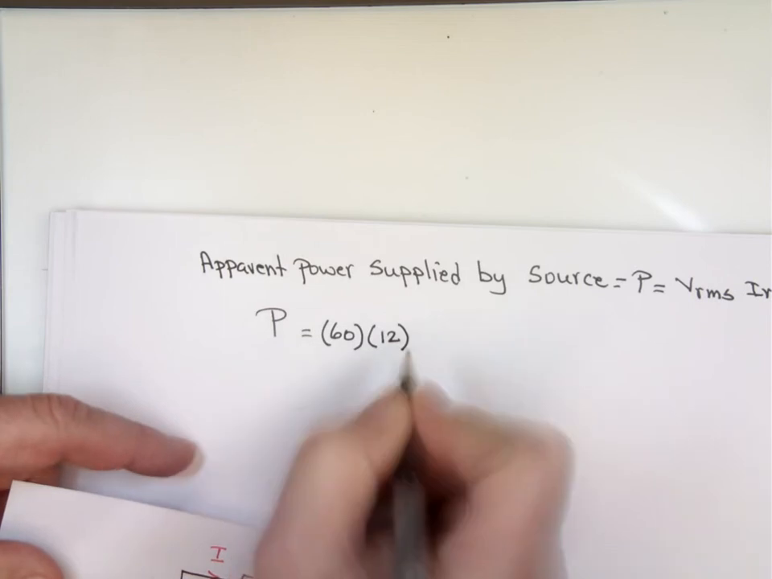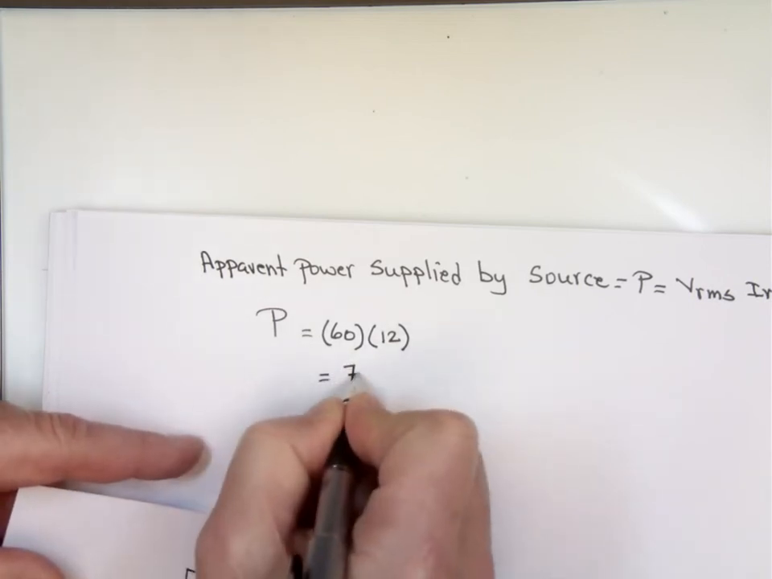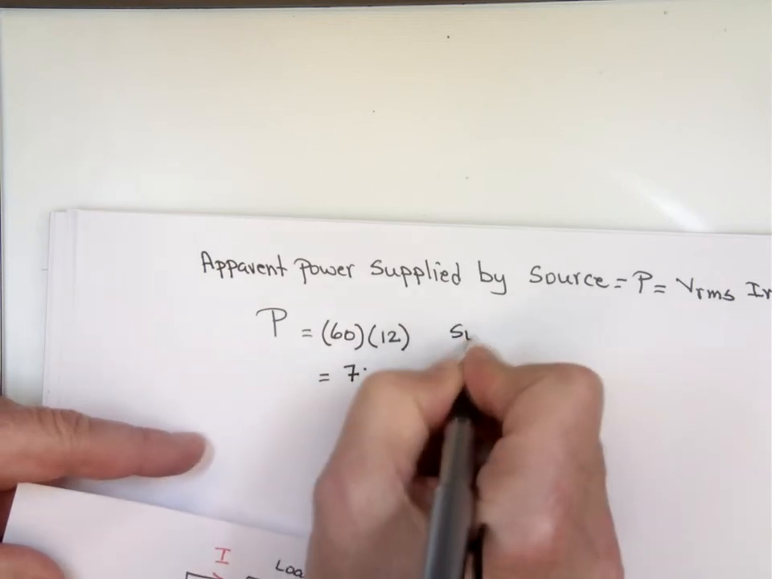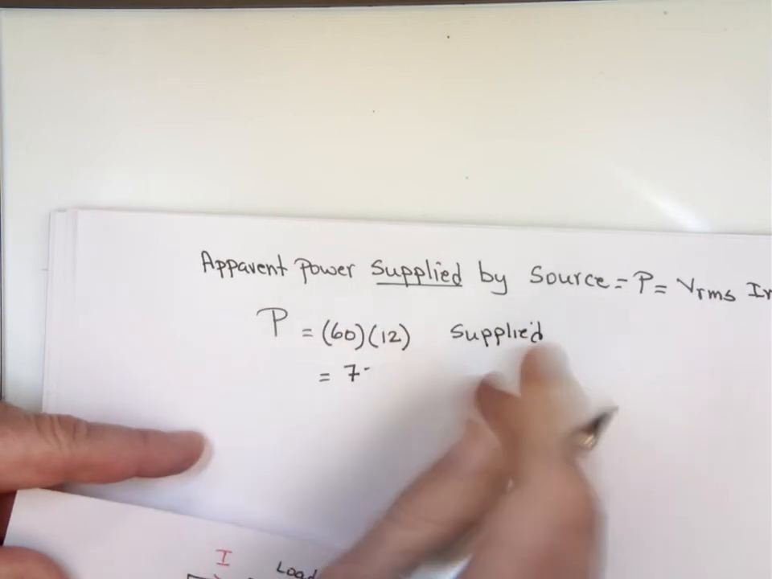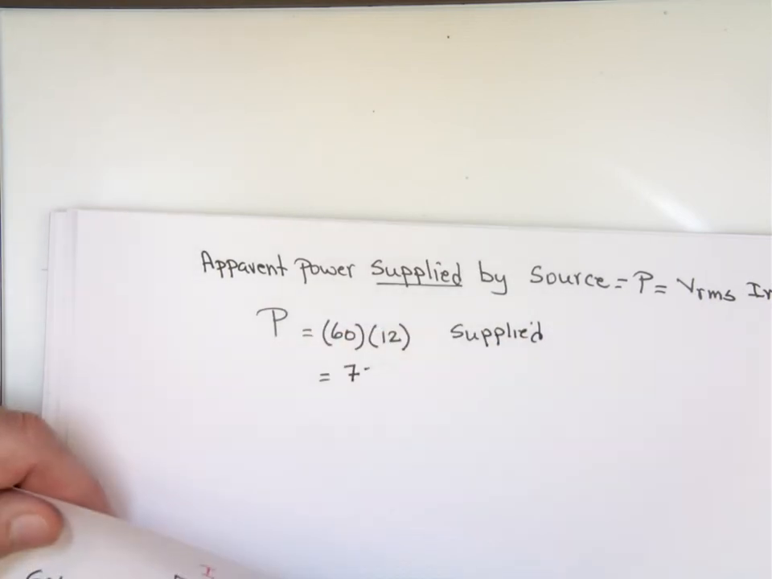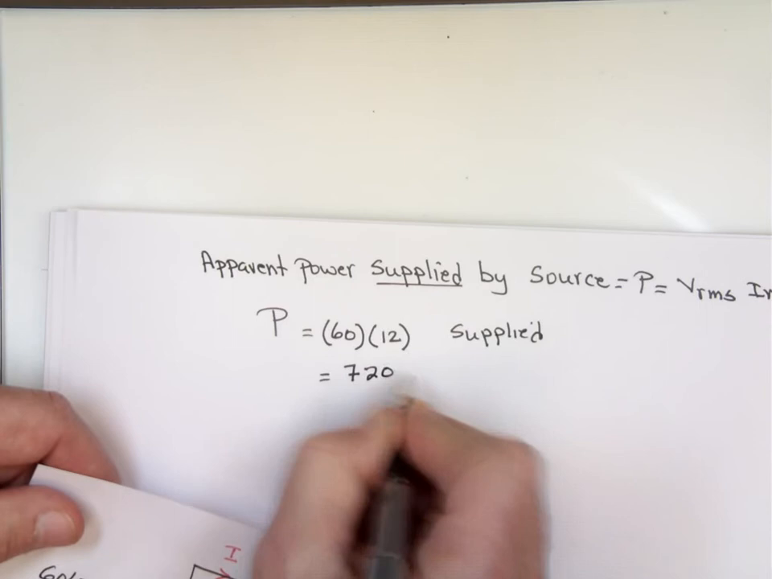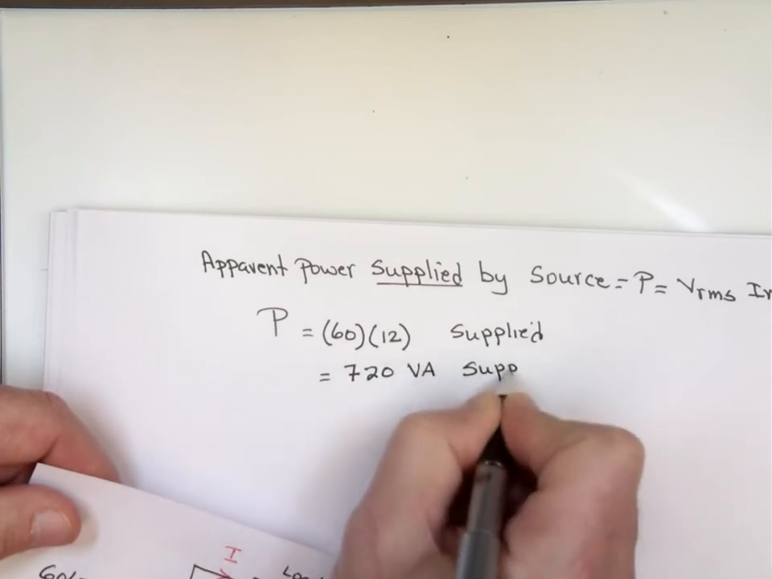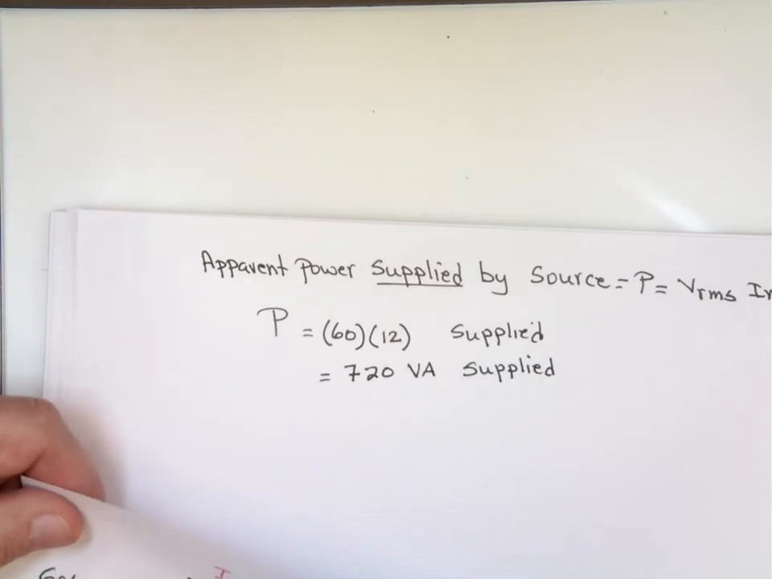60 times 12, what is that, 720, is it? Wouldn't it be a negative value? Yep, supplied. I can write supplied. I already wrote supplied here on the top. So if you put a negative value, that indicates supplied, or you can write just supplied. So what do we have, 720? Notice VA supplied. That's question number two.